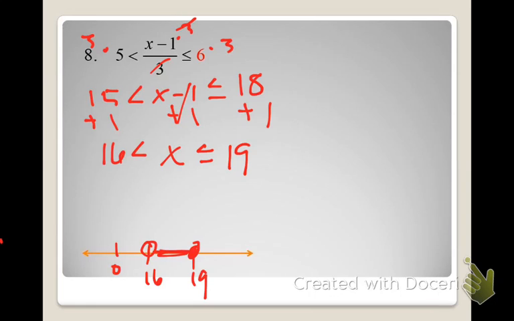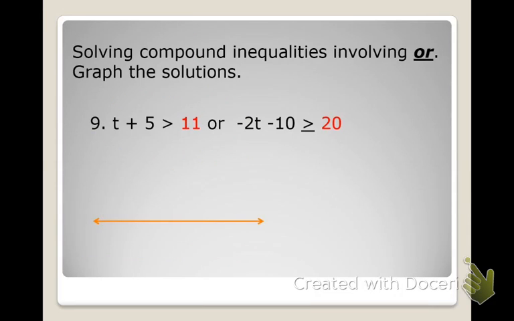Okay. Just a couple of places that you might get stuck, so be careful. All right. That's "and" compound inequalities. If we have "or" compound inequalities, then there's nothing really tricky or cute about these. You just simply solve the two inequalities separately, right? So we got t plus 5 is greater than 11, or negative 2t minus 10 is greater than or equal to 20. We'll just solve them separately.